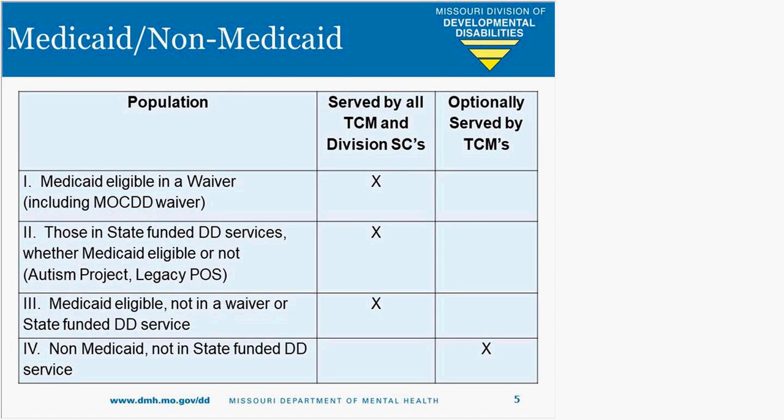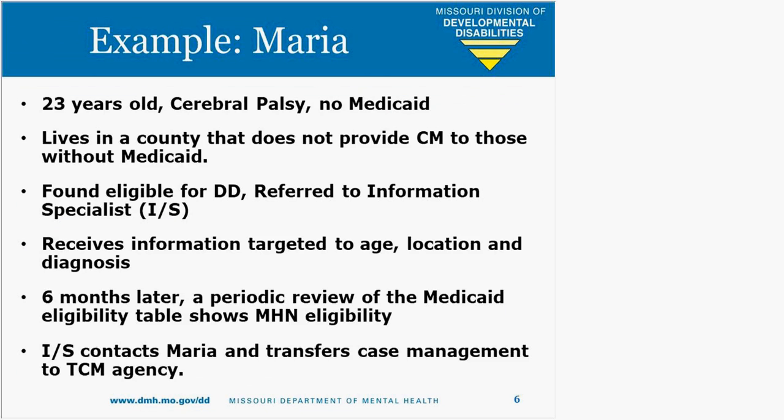Some examples. Maria is 3 years old. She has cerebral palsy. She doesn't have Medicaid. And she lives in a county that doesn't provide case management to those without Medicaid. She's been found eligible for Division of Developmental Disability Services after application, and she's referred on to the Information Specialist System. Through this system, she's going to receive information targeted to her age, where she lives, and her diagnosis.